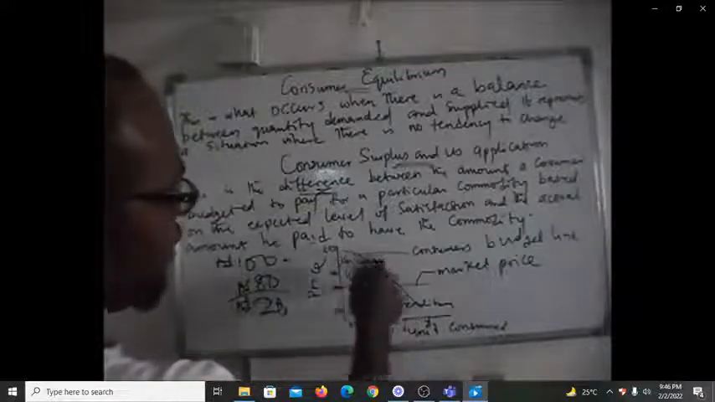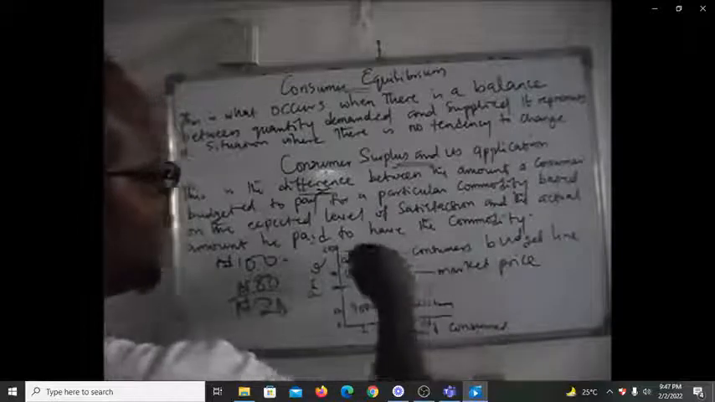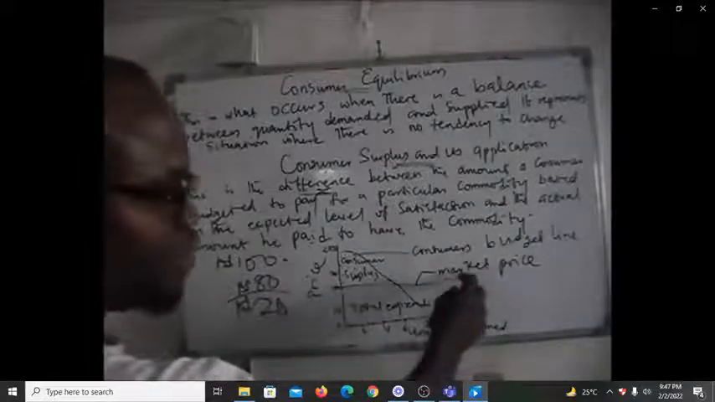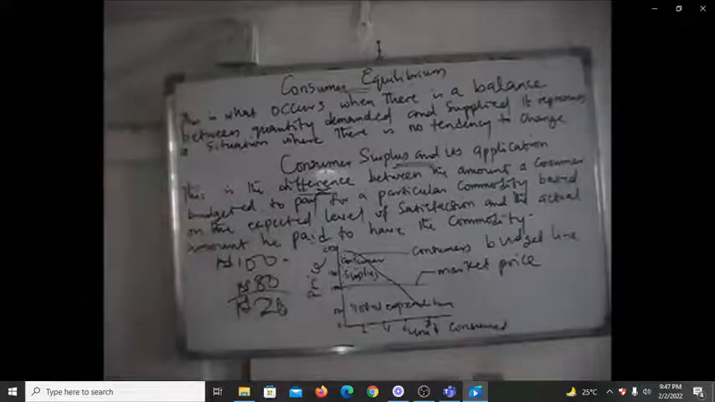So this line shows you the consumer budget line. The budget is made. Is that clear? And this single straight line shows you the market price. I hope that is clear.